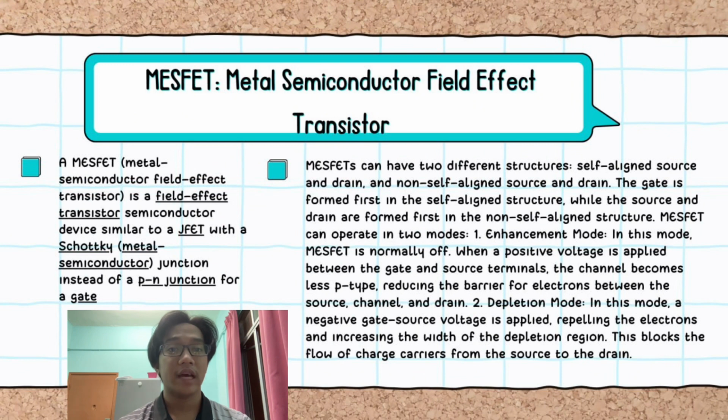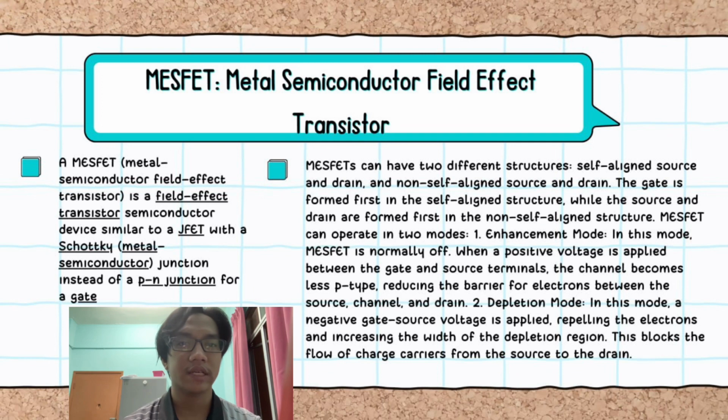And now, I will explain about MESFET, Metal Semiconductor Field Effect Transistor. A MESFET is a field effect transistor semiconductor device similar to a JFET with a Schottky metal semiconductor junction instead of a PN junction for a gate. MESFETs can have 2 different structures, self-aligned source and drain, and non-self-aligned source and drain. The gate is formed first in the self-aligned structure, while the source and drain are formed first in the non-self-aligned structure. MESFET can operate in 2 modes.